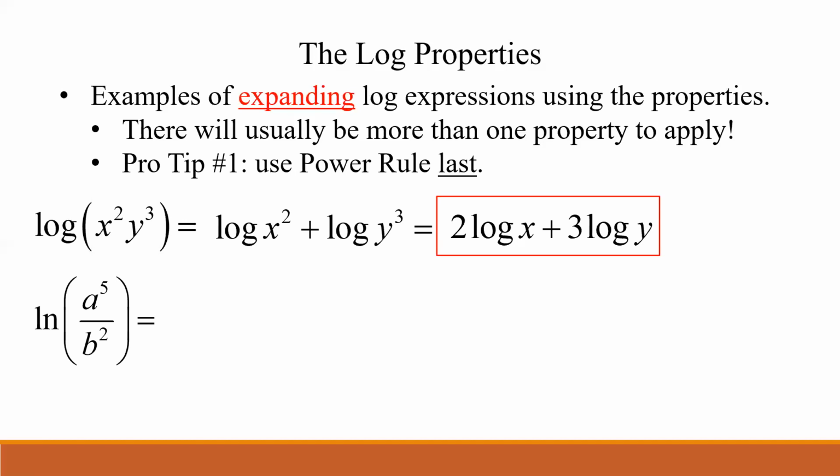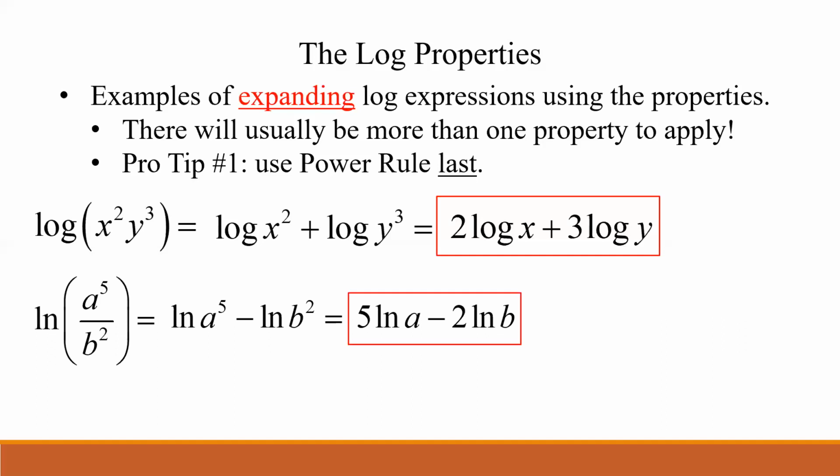How about this example? So now I've got ln, remember that's just natural log, of a to the fifth over b squared. So again, let's apply the quotient rule since we're dividing these things. So each thing gets its own logarithm, but now we're going to separate it out with a minus sign. So we have ln a to the fifth minus ln b squared. And now applying the power rule, the 5 comes in front of the ln, the 2 comes in front of the ln. So I'd write that as 5 ln a minus 2 ln b. And again, that's going to be your final answer. Okay.